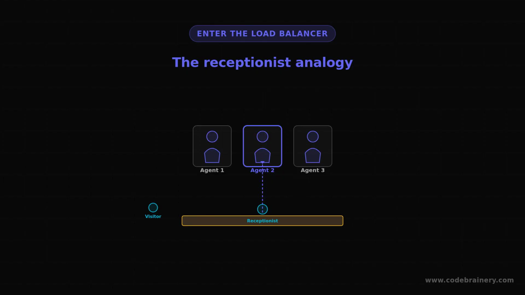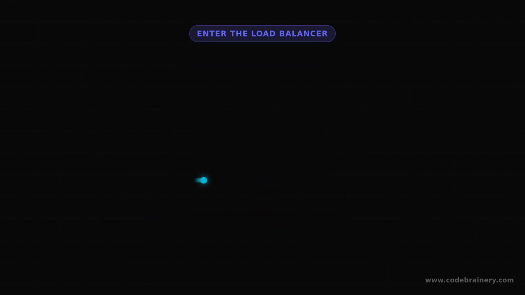Users connect to the load balancer. The load balancer looks at its pool of backend servers, picks one and forwards the request. The user never knows there are 5 servers behind the curtain.